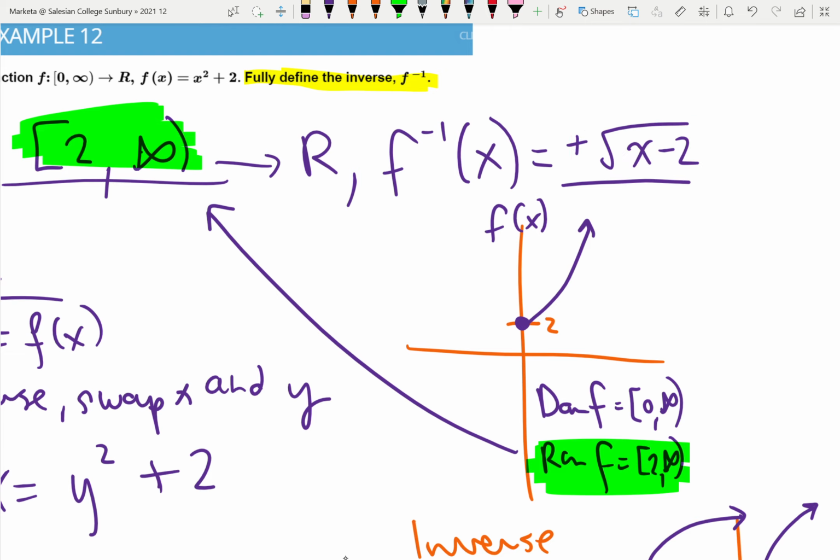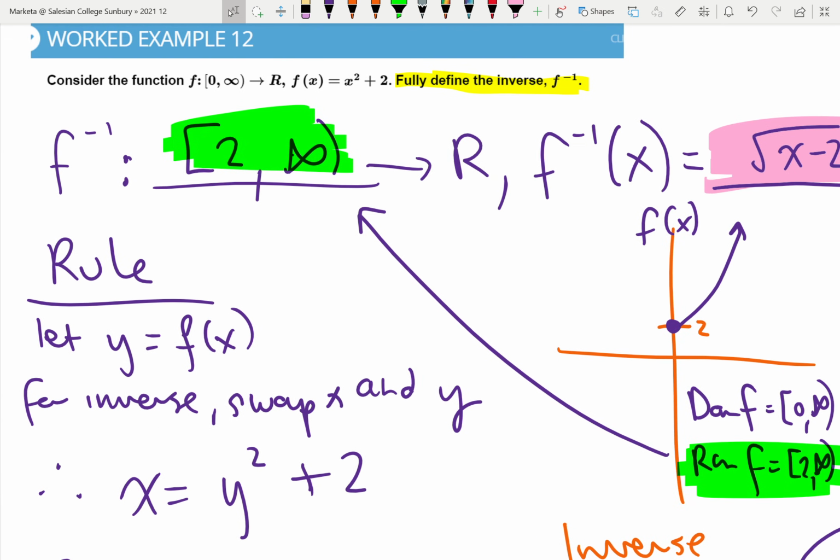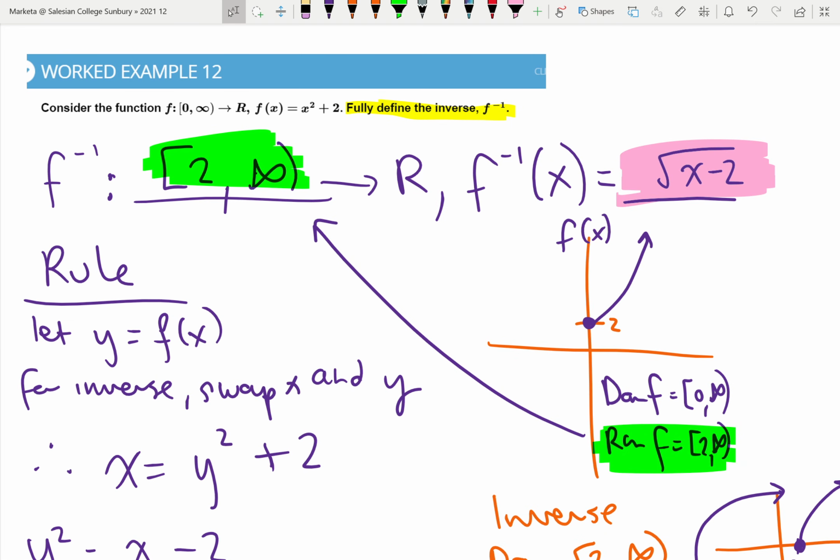So I'm going to delete the minus, and look, I'll delete the plus as well, because obviously you don't need to put a plus there if it's positive. So this would be our fully defined rule, or our fully defined inverse function there. It is written in function notation. It includes the domain of the inverse and the rule of the inverse.